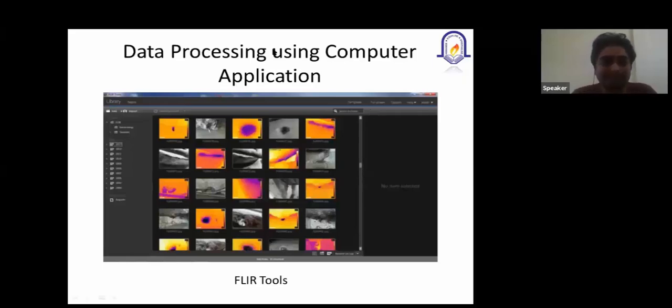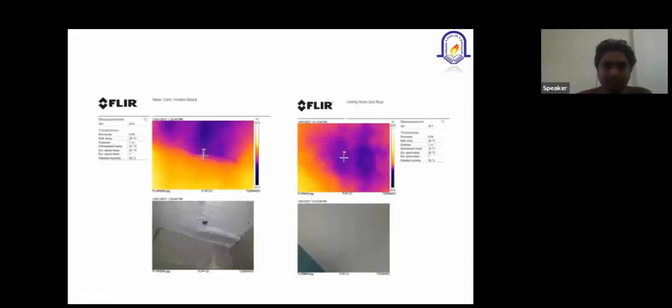Now, what is next? Data processing using the computer application. With this thermal camera, they also give software called the FLIR tool. Now, this is the name of the company, as I have already told you. So they also give this software called the FLIR tool. Using this, we can import all the files into the computer. After that, what we have to do is the analysis of it. How to do the analysis? Let me just tell you this.